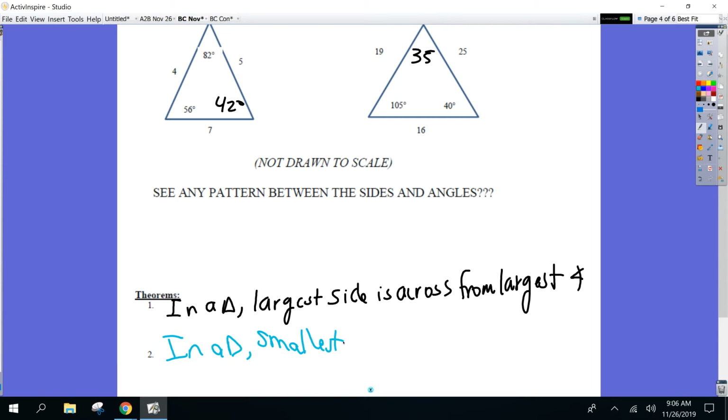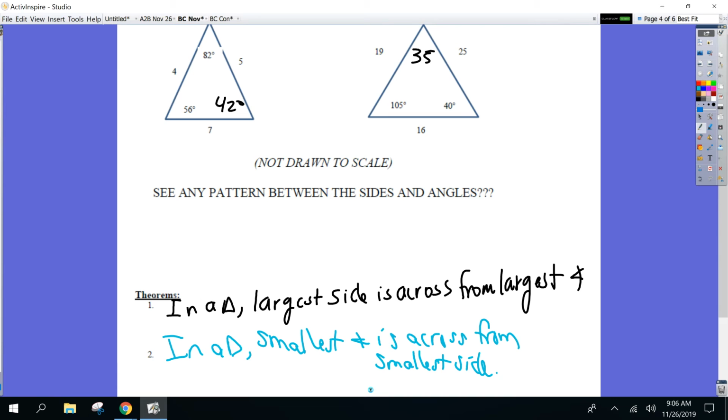Okay, everyone. So you had the exterior angles bigger than the remote interiors, and now you had in a triangle, biggest side across from biggest angle. All right, let's apply it, and we'll get out of here.